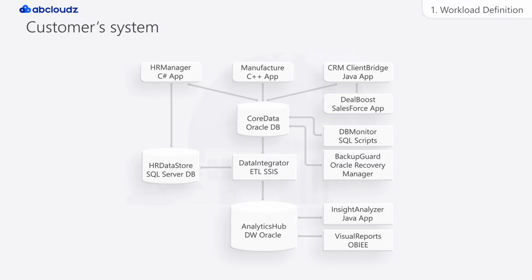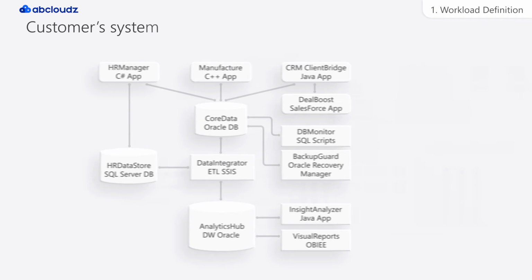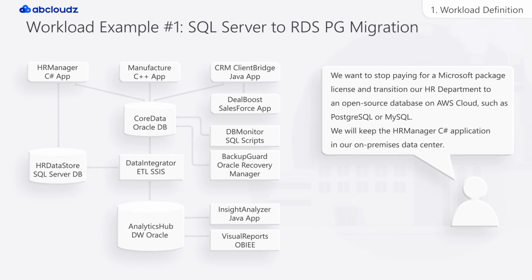Now let's examine several scenarios for migrating certain components of this system, depending on the client's business goal. In the first scenario, the customer says, "We want to stop paying for a Microsoft package license and transition our HR department to an open-source database on AWS Cloud, such as PostgreSQL or MySQL. We will keep the HR Manager C# application in our on-premises data center."